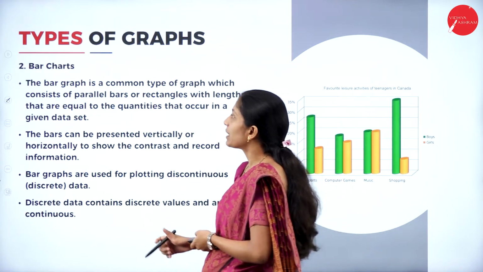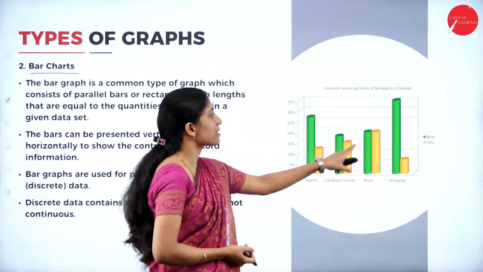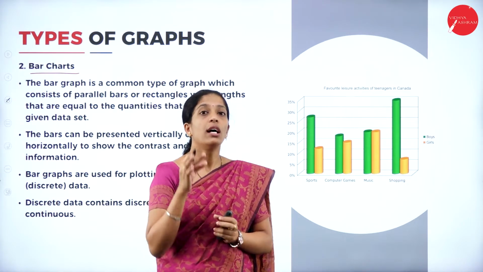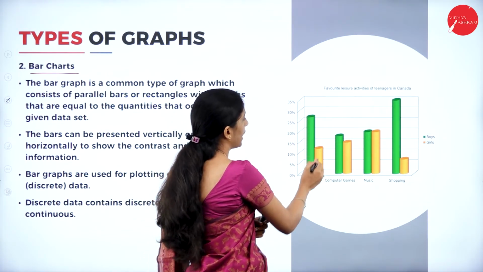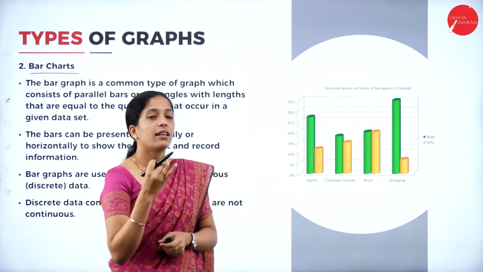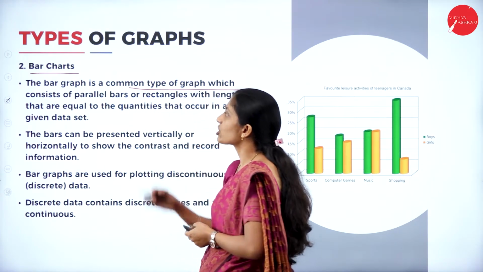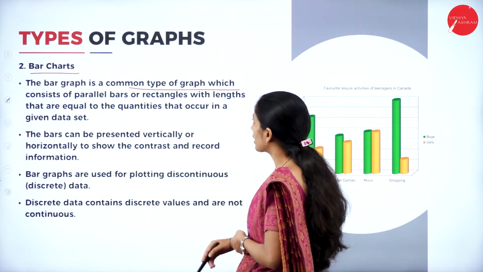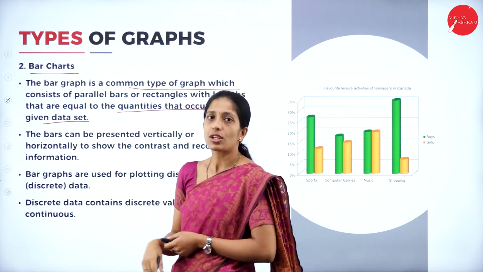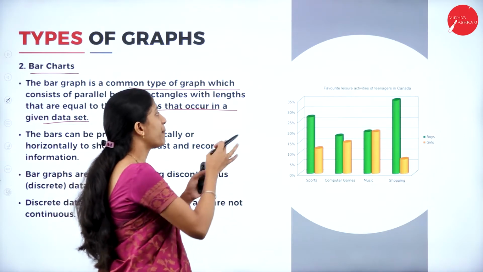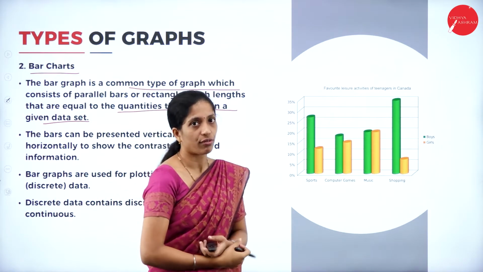Now coming to the second type, that is bar charts. What are bar charts? If you see the diagram here, this is known as a bar chart. Here also the variations in the variable are represented in terms of bars. These are known as bars, a green one and a yellow one. A bar graph is a common type of graph which consists of parallel bars or rectangles with lengths that are equal to the quantities that occur in the given data set. It depends upon the variations how the bars will be. Here the bars will be in the form of rectangular shapes which represent the variations of the variables.